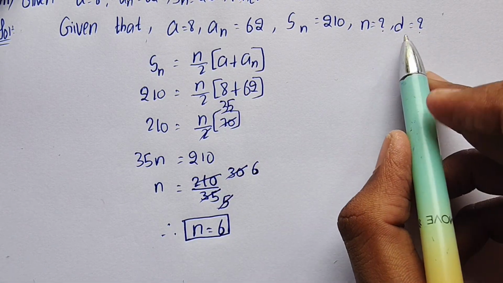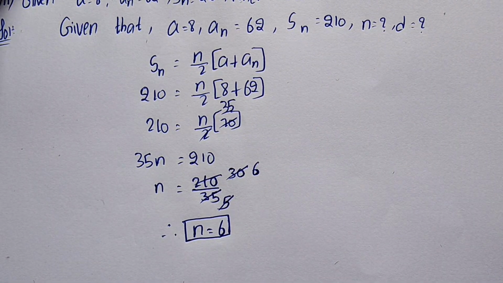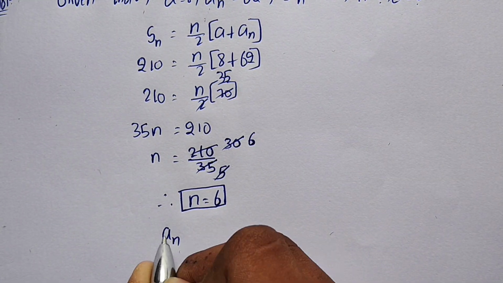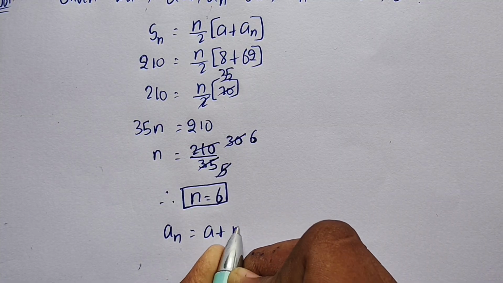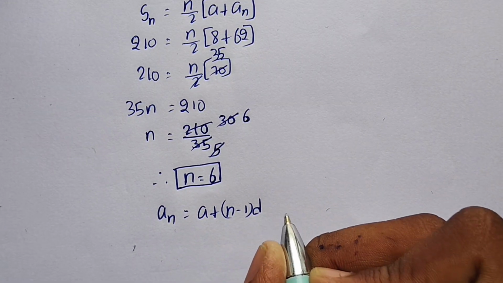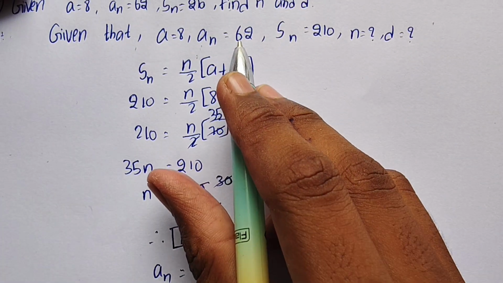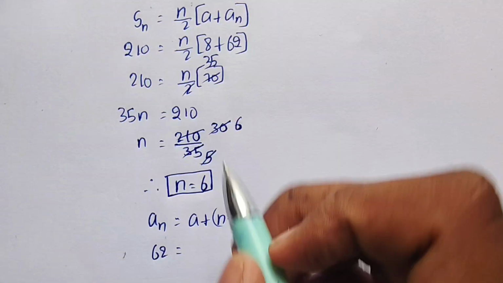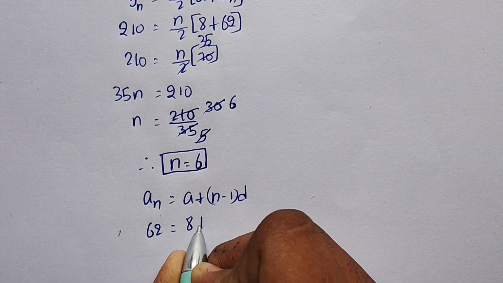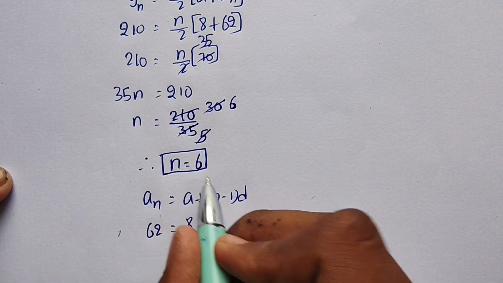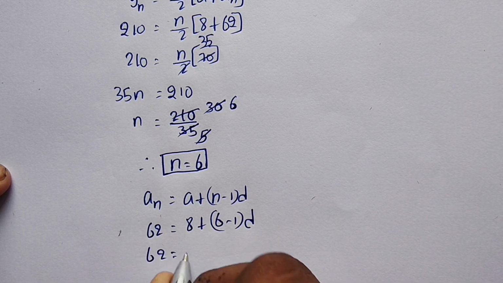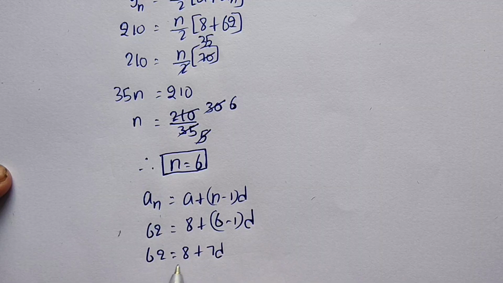Now let us find the value of d. To find the value of d, I am taking that a base n is equal to 62. You know the formula of a base n, that is a plus n minus 1 into d. So the value of a base n is 62, the value of a is 8, plus the value of n we just got, that is 6, minus 1, into d, which we have to find. So 62 is equal to 8 plus 7d. We can write this as 8 plus 7d equals 62.